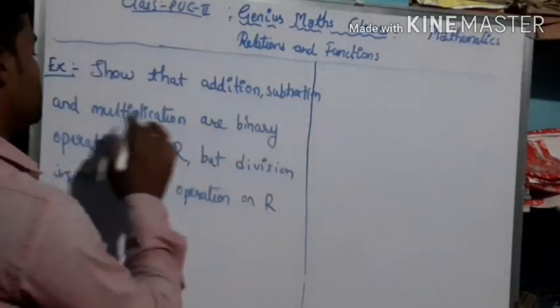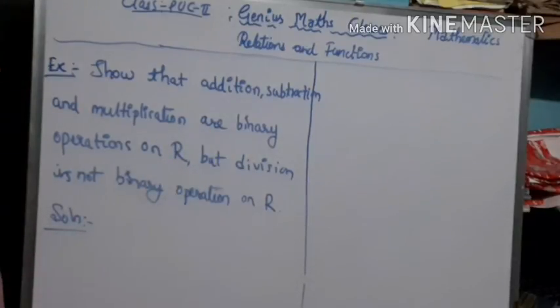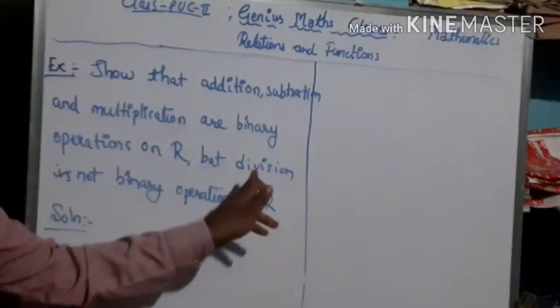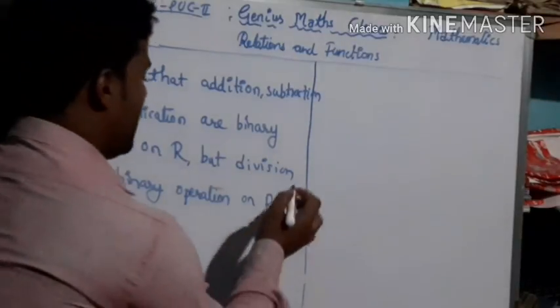Show that addition, subtraction and multiplication are binary operations on R, where R is the set of real numbers, whereas division is not a binary operation on R.